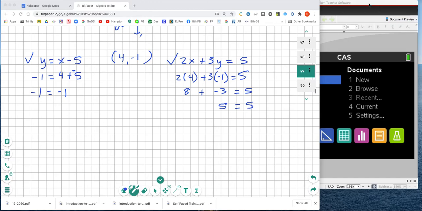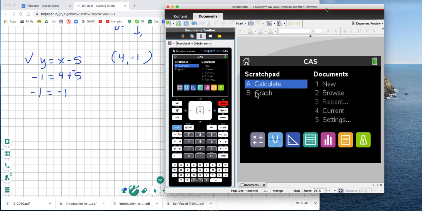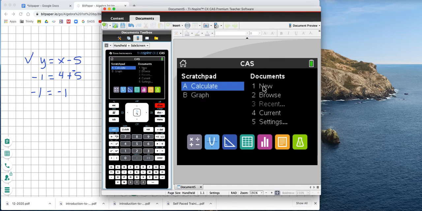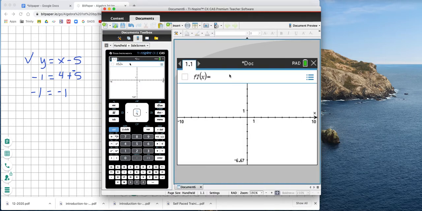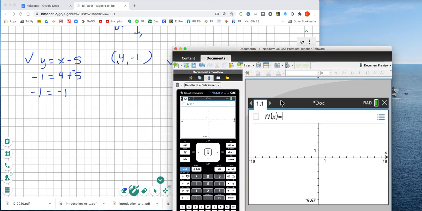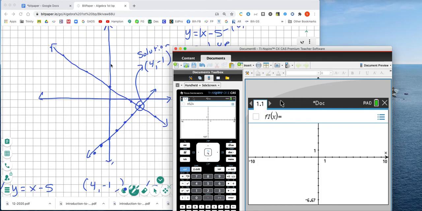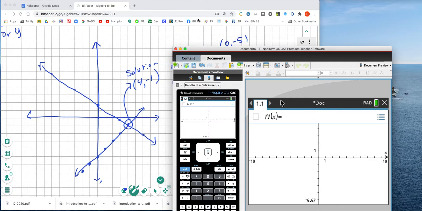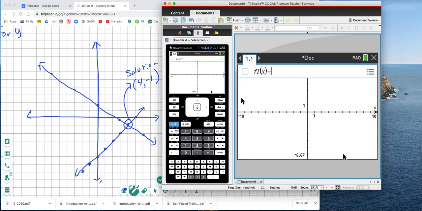So now let's go to our graphing calculator and use our graphing calculator to do some checking. So we're going to go to a new doc and we're going to go to graph. And the first thing that we're going to do is put in our first equation. Now, it's going to be super helpful here to make sure that you have your equations written in slope-intercept form, because that's how you can put them into the calculator. So our first equation is going to be x minus 5, and we're going to go ahead and graph it.